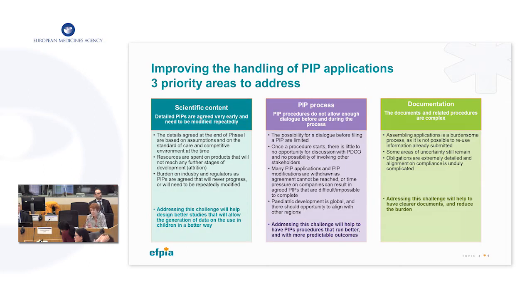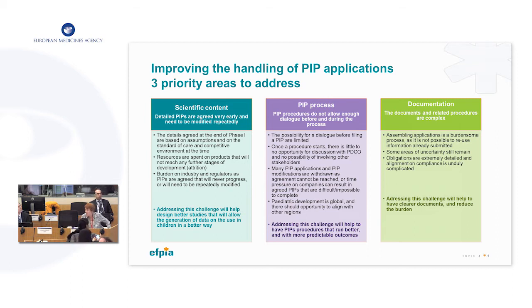So apologies for the slide being a little bit small, but I think this is the key slide to understand what, from the industry side, we believe are the 3 priority areas to address. Sorry, I have a problem because I have to look at my own slide and my microphone is not perfect. So there are 3 main buckets. One is about scientific content, one is about the process, and the last one is about documentation.